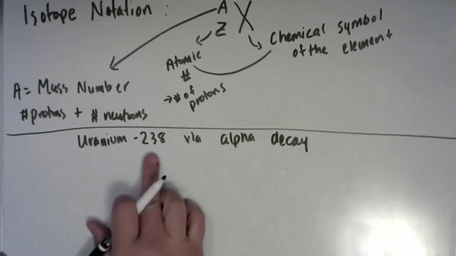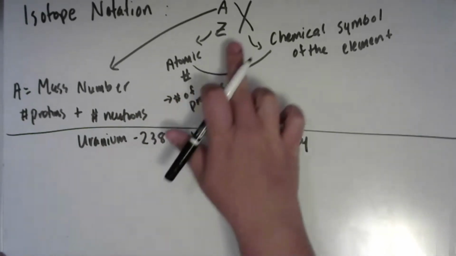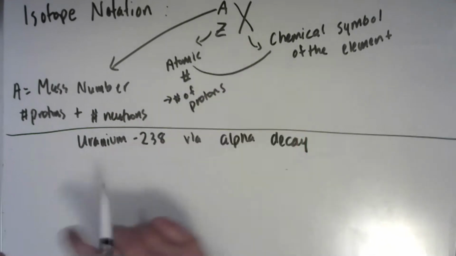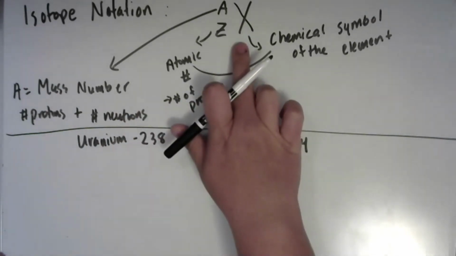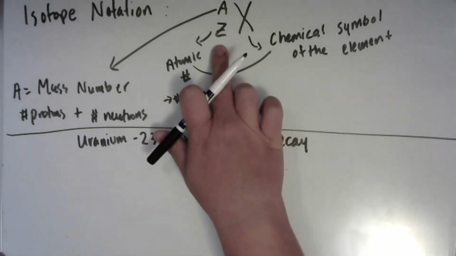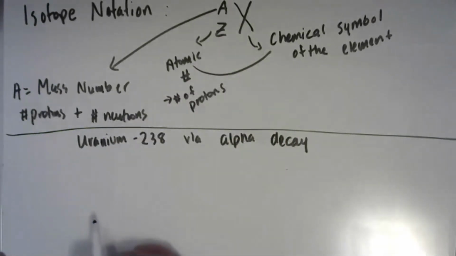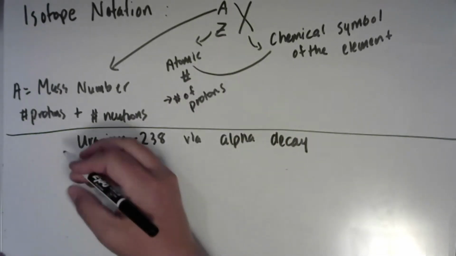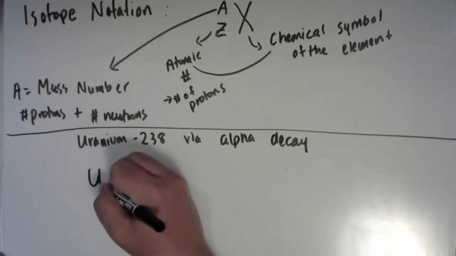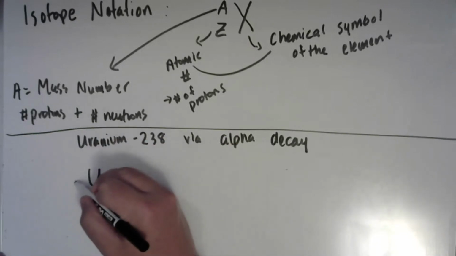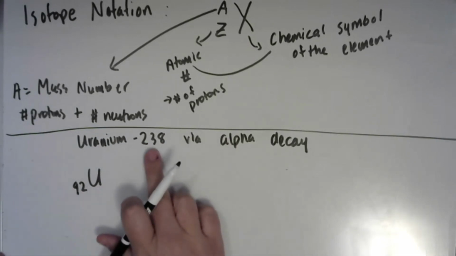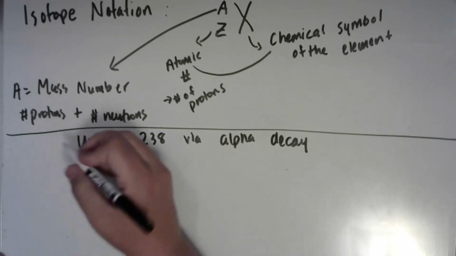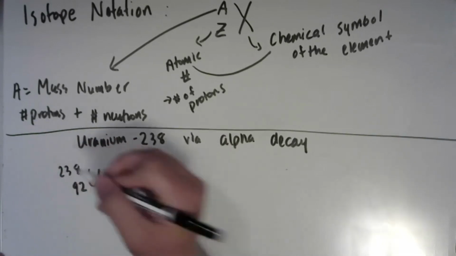Now, when they give you this notation, uranium-238, they're telling you all of this information. You can find uranium on the periodic table. When you find uranium, you're going to know its X notation and its atomic number. So you know that uranium is U, and it has 92 protons. That goes as your subscript down here on the left side. You also know that the mass number is 238, and that mass number goes up top.